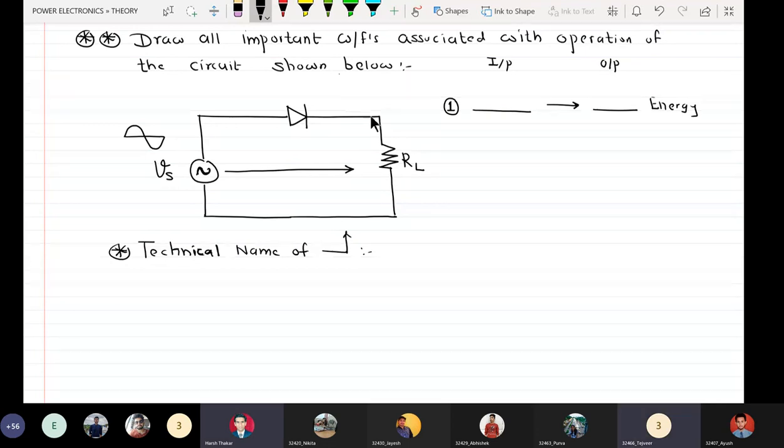Convert one form of energy into another form. No, I am not asking that question. I am asking that when you use a diode between load and AC supply, that circuit is called a converter or a rectifier? Rectifier. So rectifier means uncontrolled rectifier. So now this is a rectifier or a converter? This is a rectifier. It's an uncontrolled rectifier.